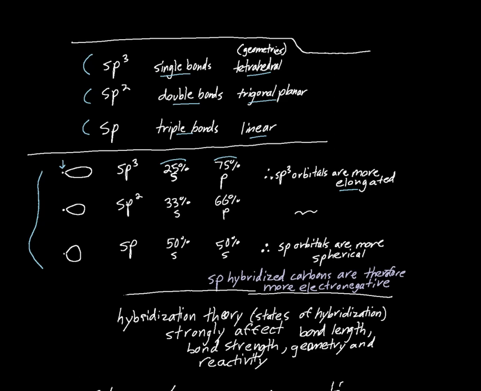sp2 hybrid orbitals have more s character relative, still 66% or 2/3 p, right? But having more s character means it's more spherical, it's more s-ish, right? So nucleus here, more spherical orbital. sp, there you've got a 50-50 mix. And so it's even more spherical, more rounded, say with the nucleus here.